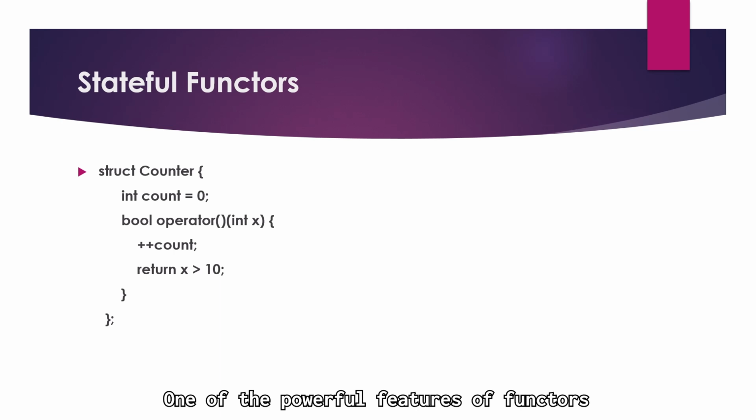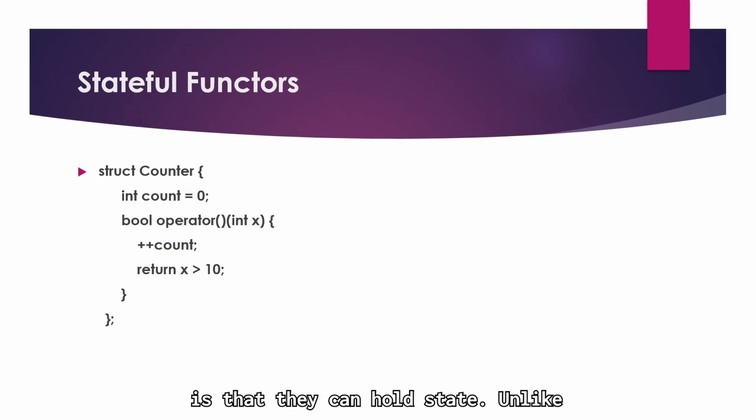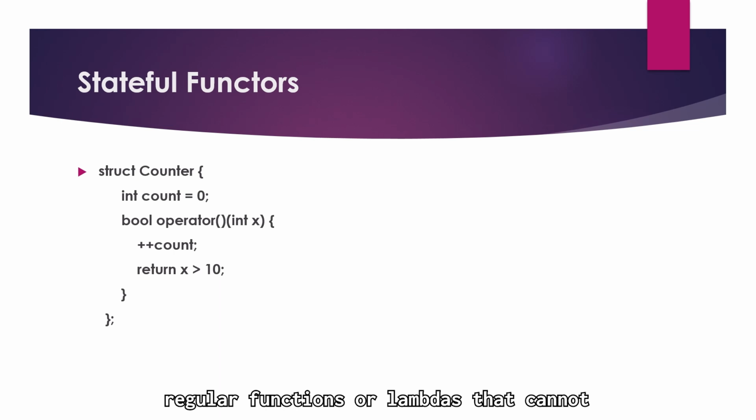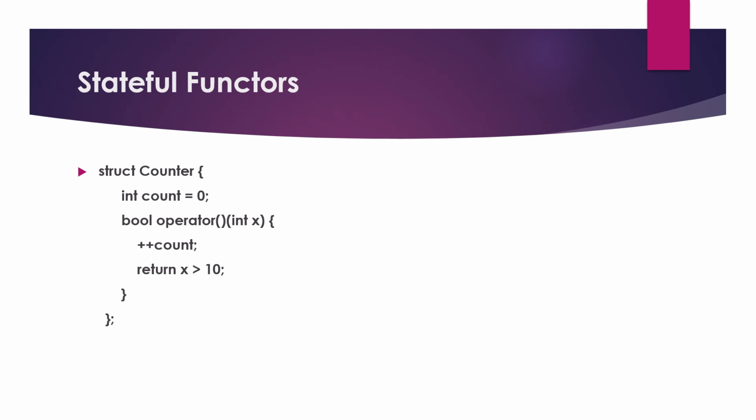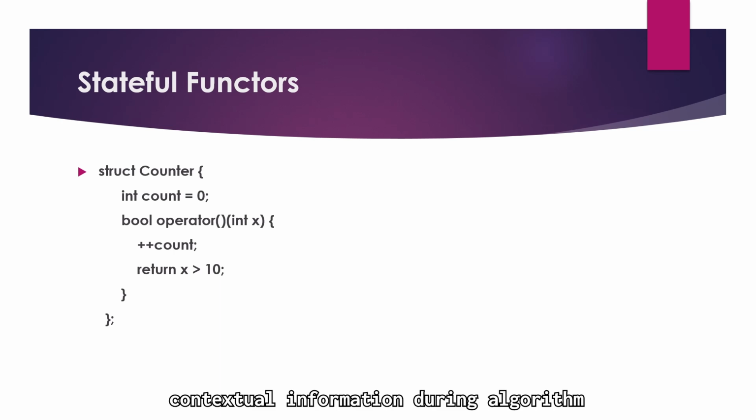One of the powerful features of functors is that they can hold state. Unlike regular functions or lambdas that cannot store any data outside of their execution, functors can maintain internal data across multiple invocations. For example, in the counter functor, we track how many times the functor has been called by maintaining a count variable. When applied in an algorithm such as count_if, it increments the count each time it is invoked. Stateful functors are especially useful when you need to maintain contextual information during algorithm execution or apply complex logic repeatedly across elements.